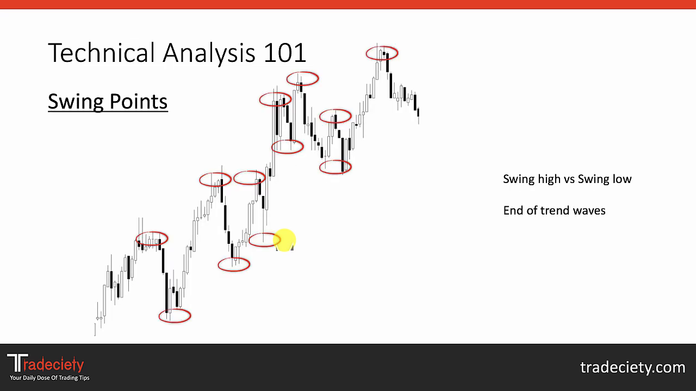Then at the end of our trend waves or corrective waves, we have so-called swing points. So you can see here at the end of each trend wave, we have a swing high, and at the low we have a swing low. You can see how swing lows and swing highs together with the waves make up our trends and the trend waves.